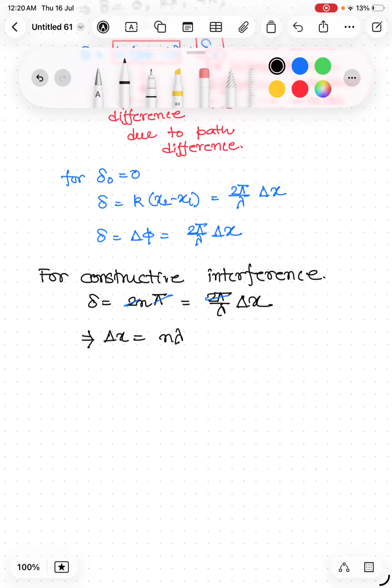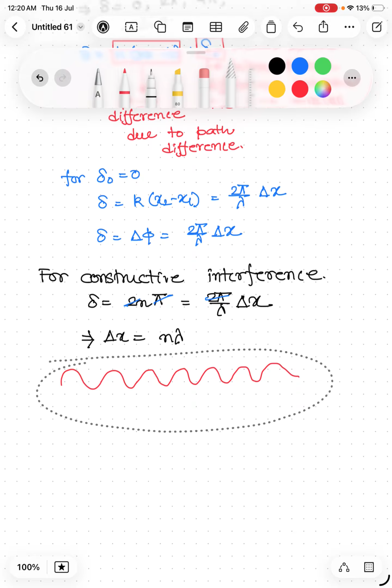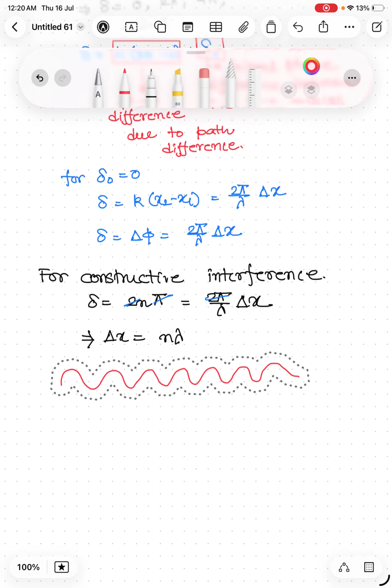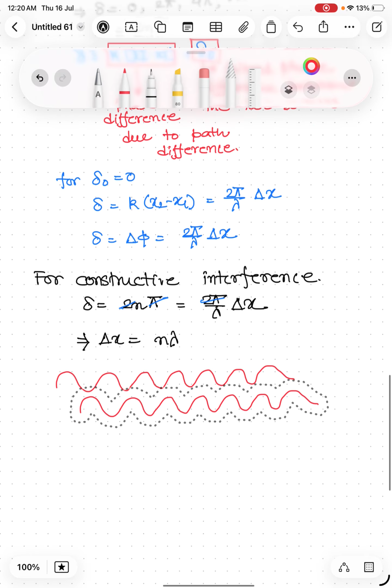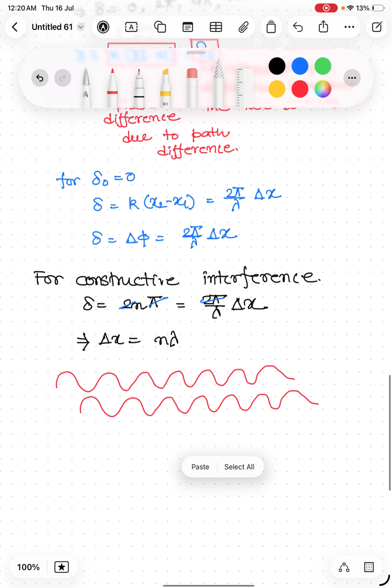What does that mean physically? Let us draw a wave. So this is a wave which keeps on moving. So it is extended from plus infinity to minus infinity. Fine. So let us take a copy of that, and let us take this one and keep it here.